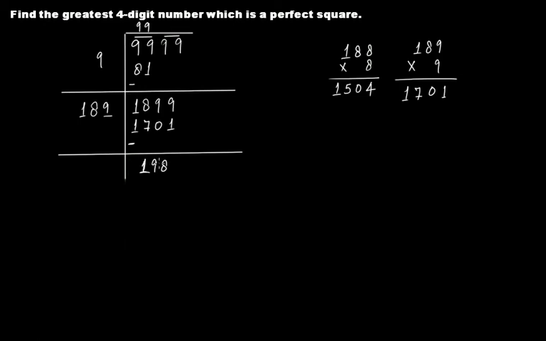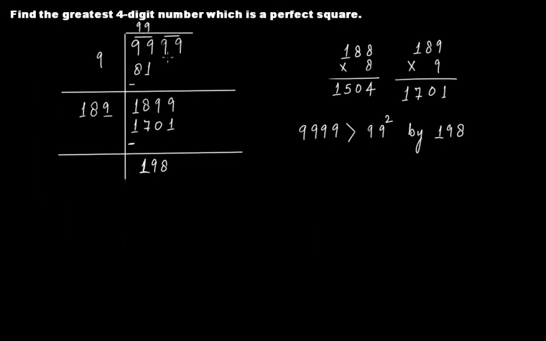So what can we do to this number so that we get a perfect square that is a 4-digit number? Clearly, you subtract this 198 from this 9999, and you'll get a perfect square, because this remainder tells you that this number 9999 is greater than 99 squared by 198.